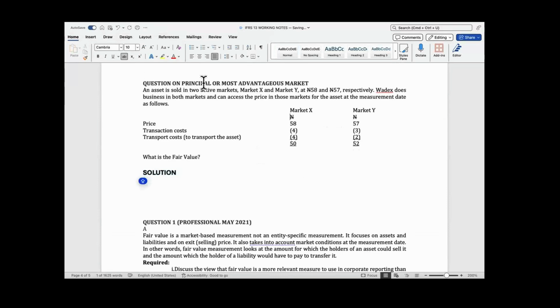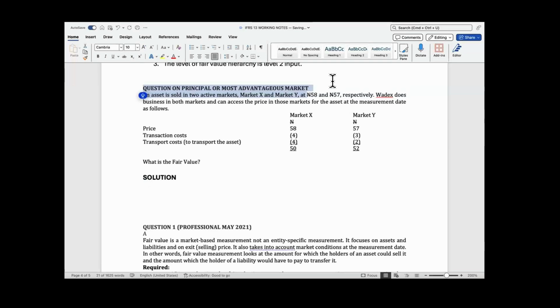No. This one. Okay, question on principal or most advantageous markets. An asset is sold in two active markets, market X and market Y, at 58 naira and 57 naira respectively. WADEX does business in both markets and can assess the price in those markets for the asset at the measurement date as follows. All figures are assumed to be correct. So what is the fair value for X and Y? Good, thank you very much.